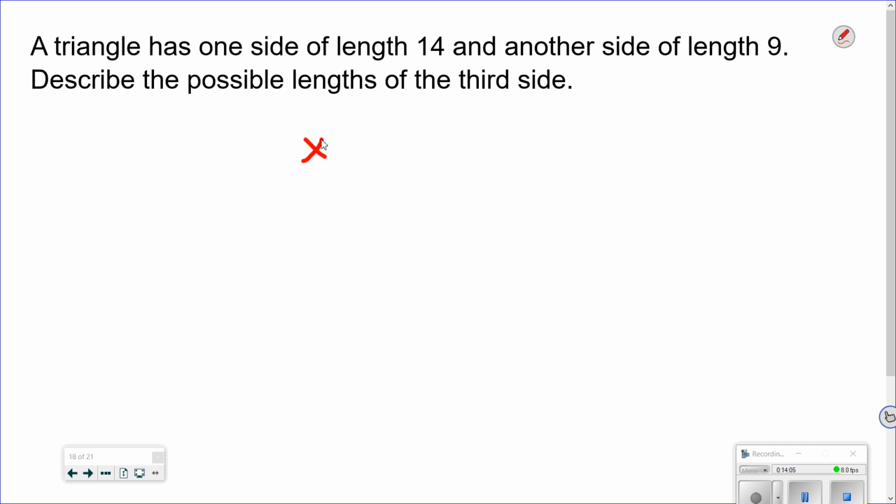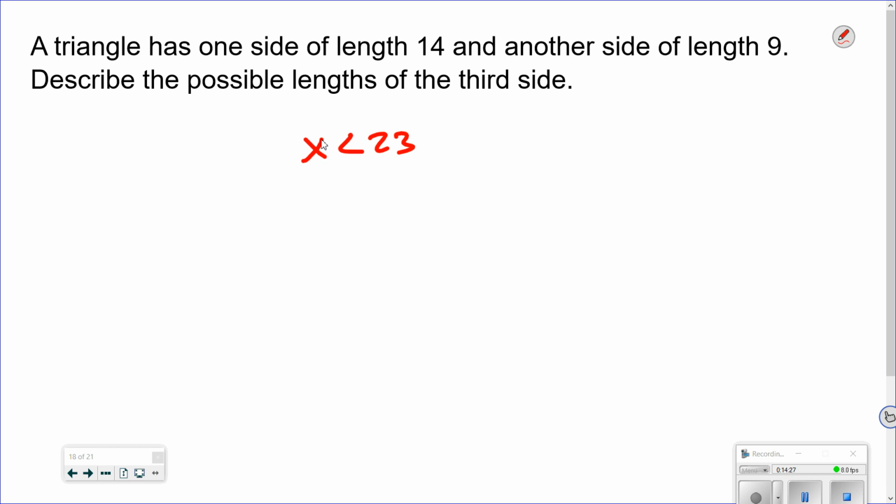If 14 and 9 are the two shorter sides, we know X has to be less than those two added together. 14 plus 9 is 23. So we know X has to be less, oops, I did that wrong. We want it to be less than 23. So if I add my two sides together, I know my third side has to be smaller than those two.